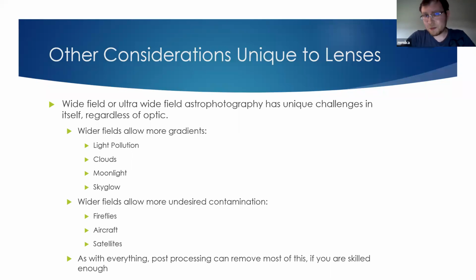Also lenses, we're talking about doing extremely wide field astrophotography. So there are things besides your equipment that you have to worry about, like light pollution, clouds, moonlight, sky glow. You get an uneven illumination of the sky. You're looking at a much larger piece of sky rather than a teeny tiny bit. So things like this will show up in photos much more so than when you're using a telescope.